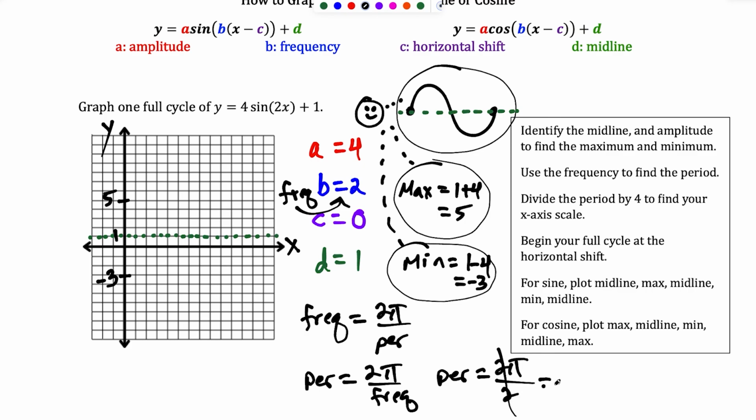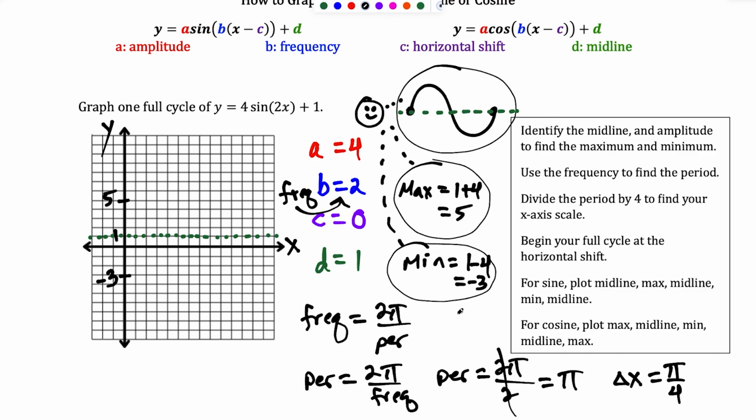These terms cancel, and it tells us we have a period equal to pi, which tells us how far we have to travel in the x direction to complete one full cycle, which is very helpful because we're going to graph one full cycle. So then next, I like to divide the period by 4 to find our x-axis scale. So I'm going to call it delta x, and I'm going to take pi and divide it by 4.